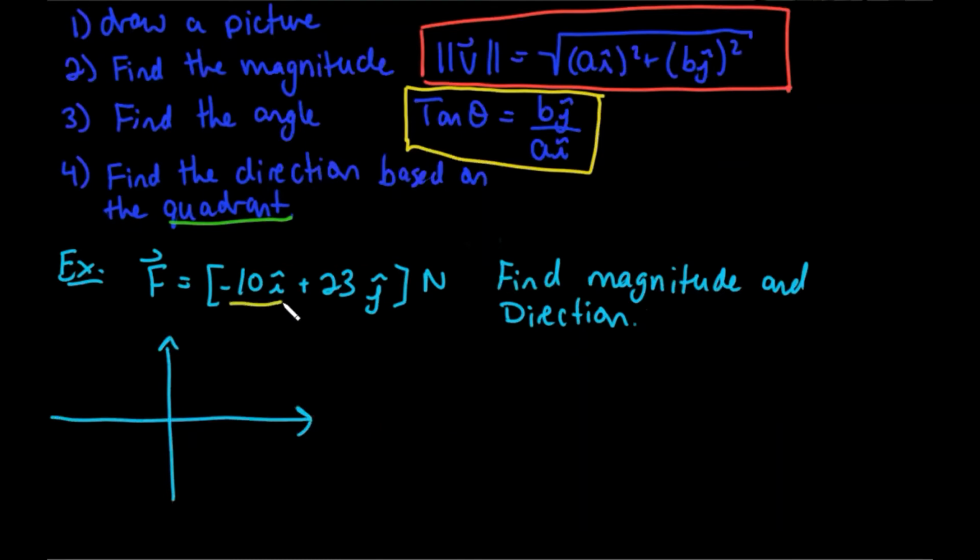So I'm going to say that my i vector is going to be in yellow. So negative 10 on the i, that means it's negative going to the left. So this is negative 10i. And I'm going to draw my j vector in red. So starting from here, I go up because it's positive. So this is 23j. So my final vector is in quadrant 2.